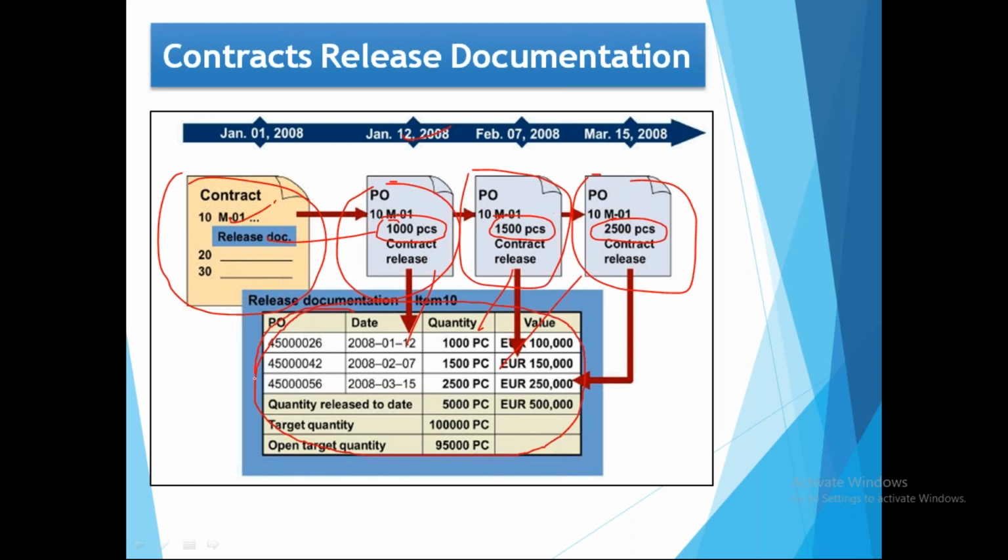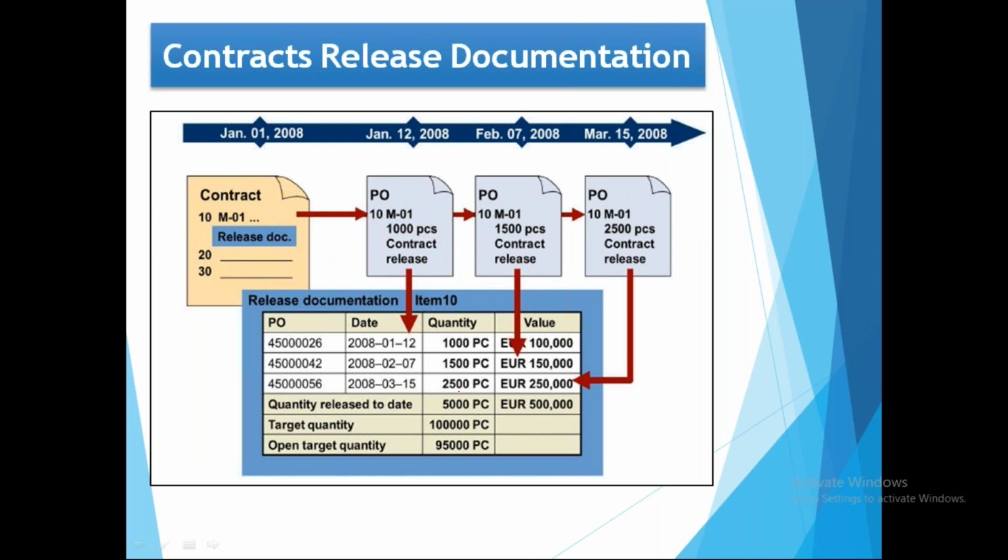In your contract, you can see all these orders, and you can see what quantity you have ordered so far, and what is your total target quantity and what is your open quantity. Everything the system will show in the contract. This information you can see in the contract. I will show it in the system. So in the contract, you can see all the release orders documentation.